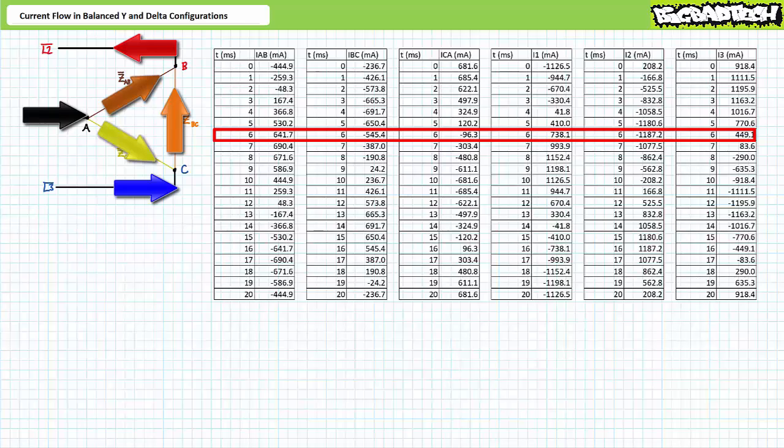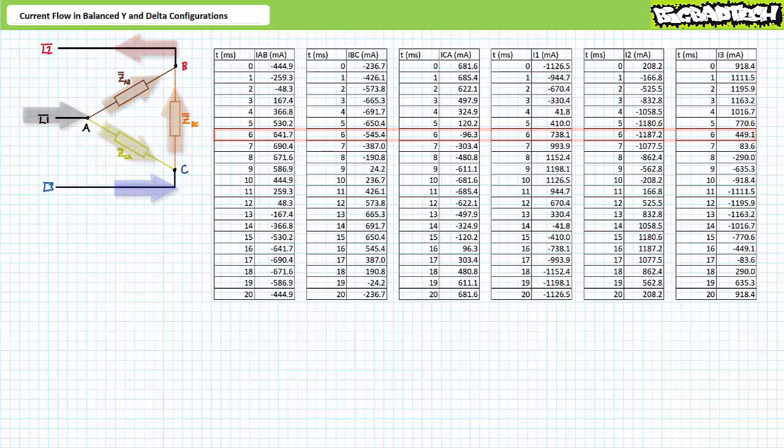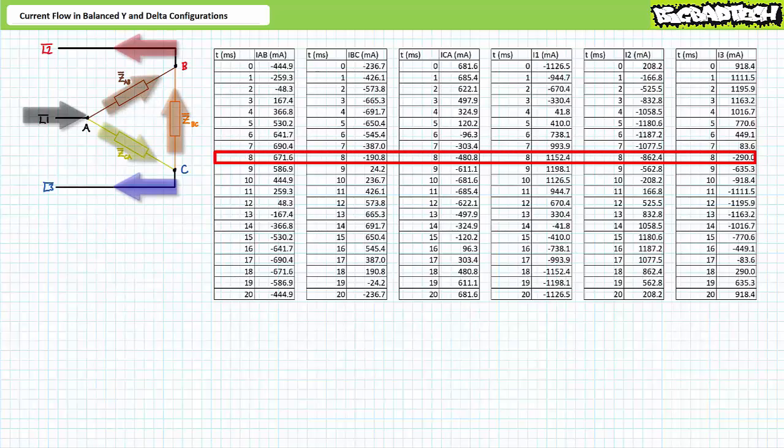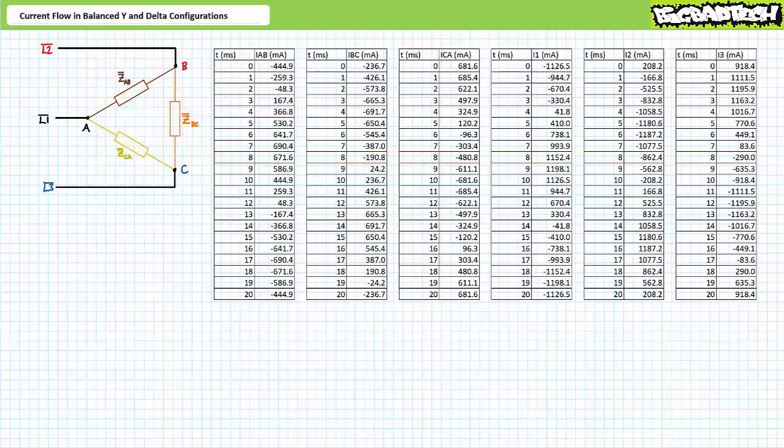1,187.2 milliamperes of current leaves node B, and 449.1 milliamperes of current enters node C. At time t equals 8 milliseconds, 671.6 milliamperes of current travels A to B, 190.8 milliamperes of current travels C to B, and 480.8 milliamperes of current travels A to C. 1,152.4 milliamperes of current enters node A, 862.4 milliamperes of current leaves node B, and an additional 290 milliamperes of current leaves node C. All right, halfway there.